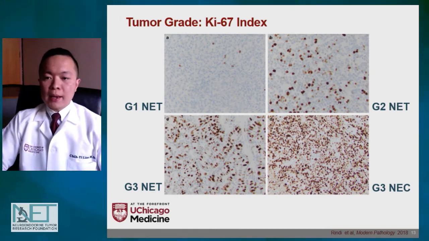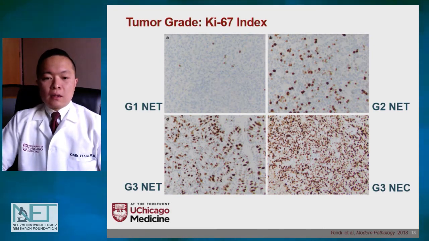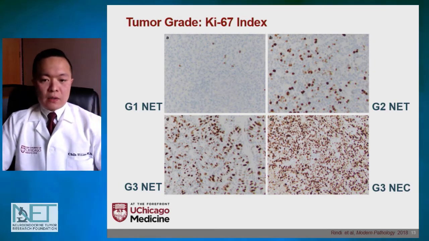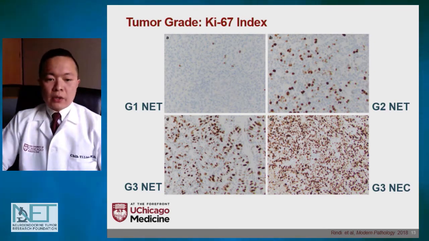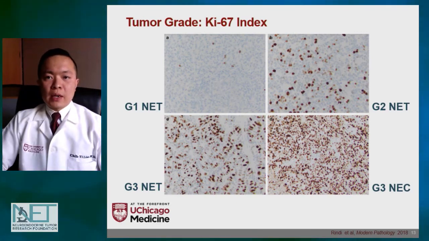On the top right-hand side, you see that for a grade 2 neuroendocrine tumor, there are more cells that are proliferating. And on the bottom left-hand side of the picture, you see a grade 3 neuroendocrine tumor where even more cells are proliferating. And on the bottom right, you see a grade 3 neuroendocrine carcinoma where almost all of the cells are proliferating.